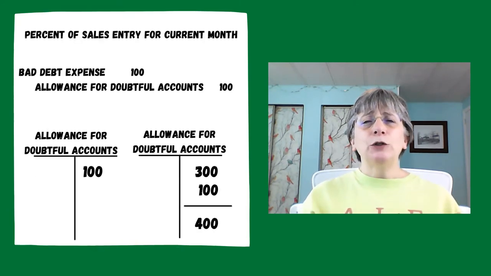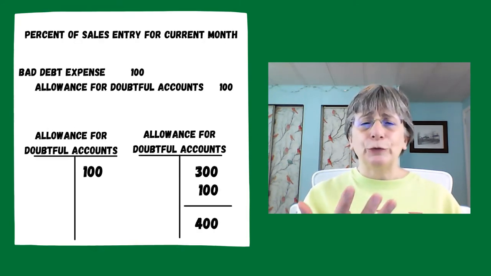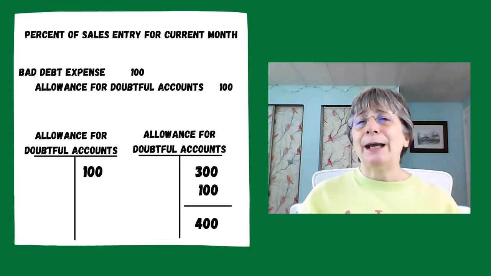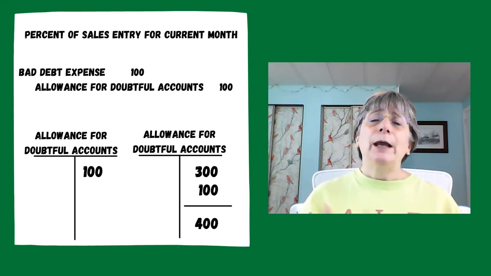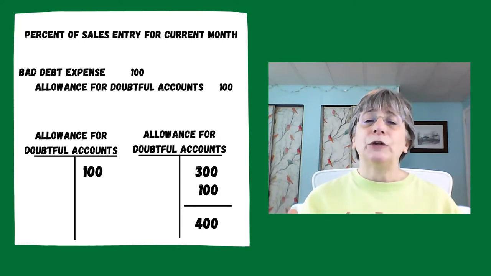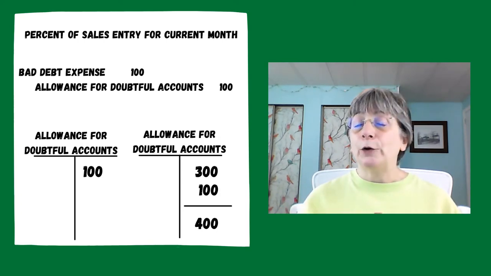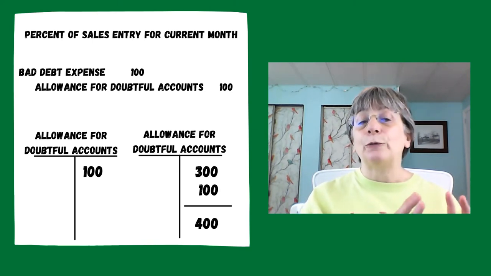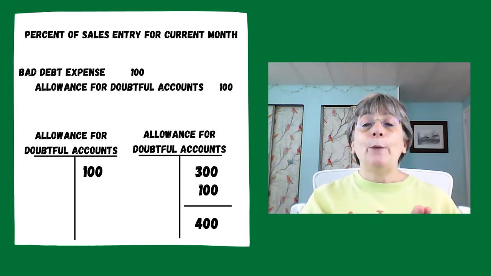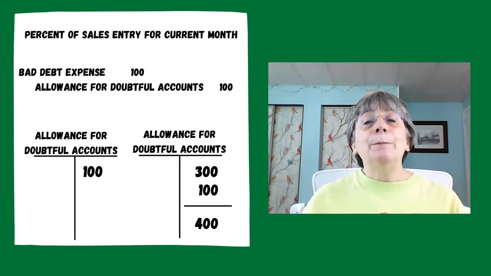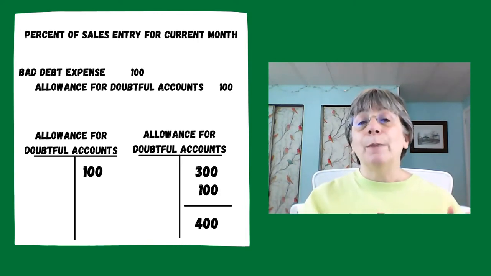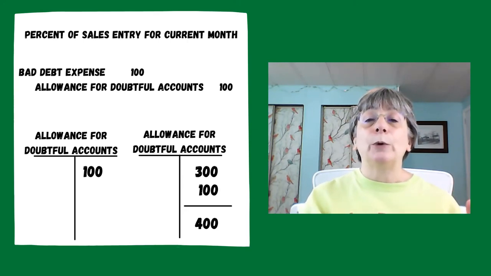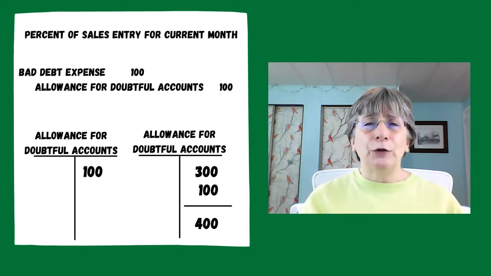So let's look at what the journal entry would be under those circumstances. So we're going to debit bad debt expense for $100, and we're going to credit our contra asset, allowance for doubtful accounts, for $100. Now on the left-hand side, you can see that we've posted this to our allowance for doubtful accounts T account. So we now have a balance in there of $100. Well, normally there would already be a balance in there because we've done this every month. We've done this adjusting entry where we look at credit sales for the month, we make a determination on what the percent will be, and then we're going to add this onto our account.